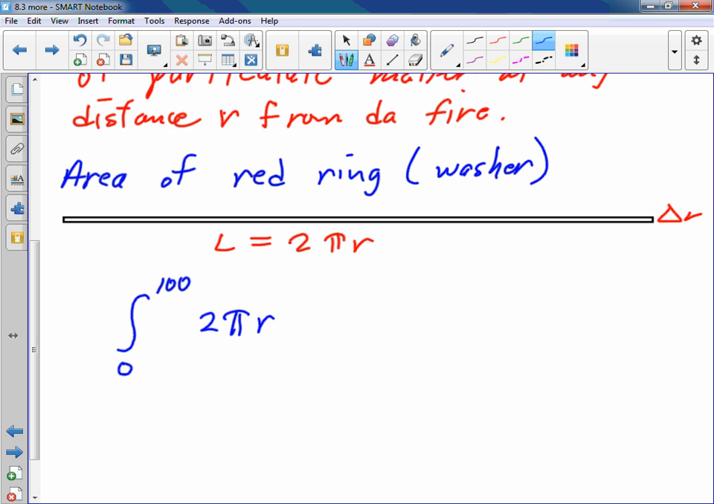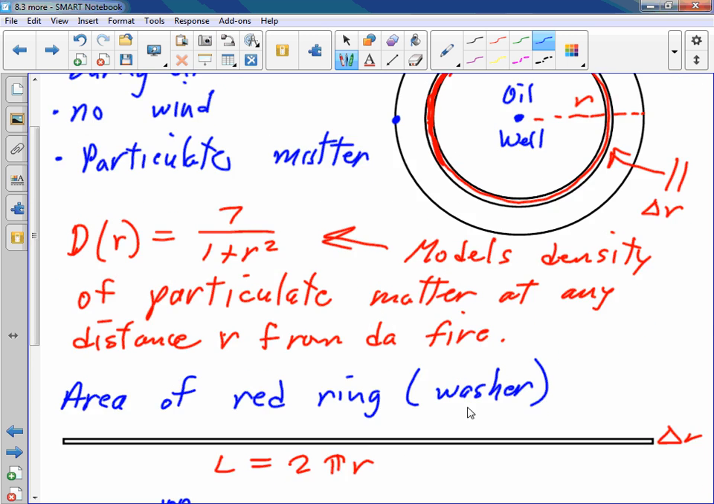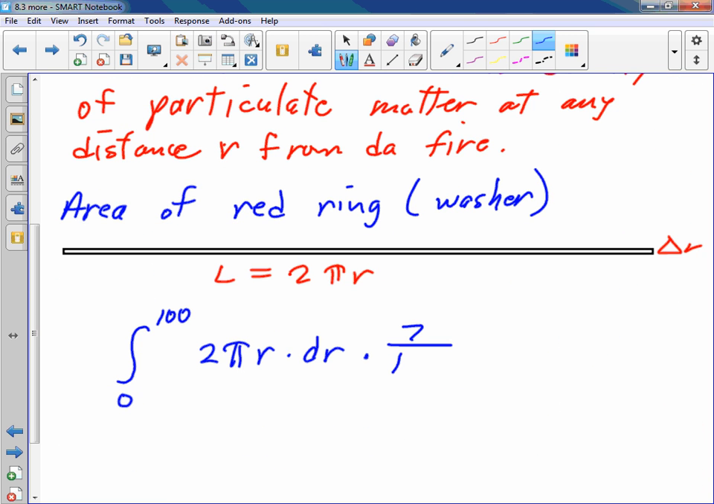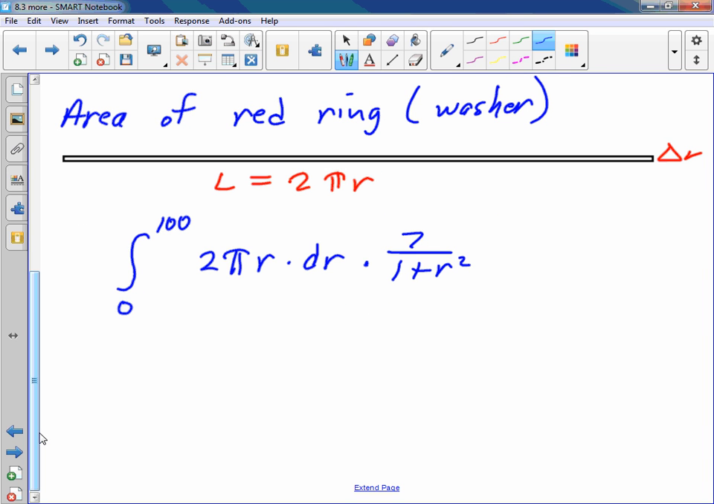So 0 to 100 kilometers, and then we would go, what? 2 pi r. This is what's really neat. dr, which we're going to need anyway. Then, what about our density? What did we have? 7 over 1 plus r squared. Okay, let's clean this up a little bit. Let's write it longhand first, and then we'll pull some stuff out. Okay, so this is then 14 pi r over 1 plus r squared dr.